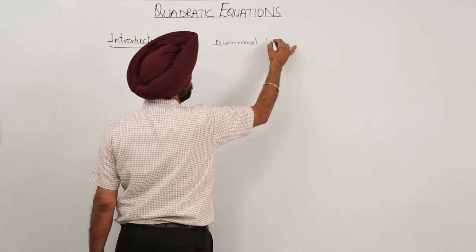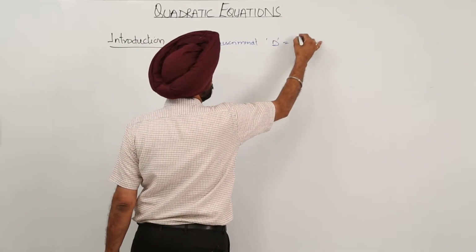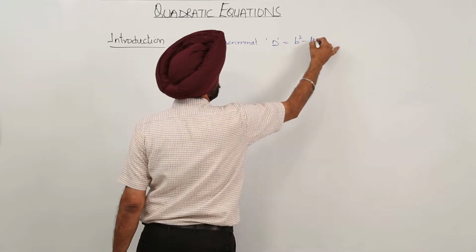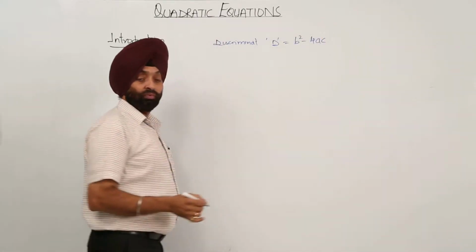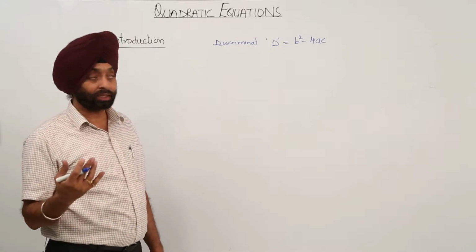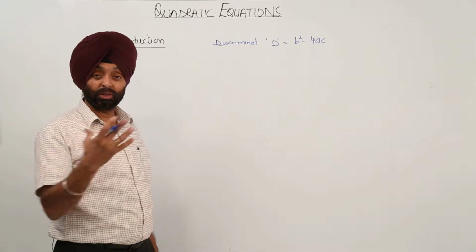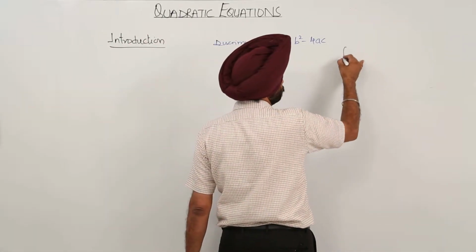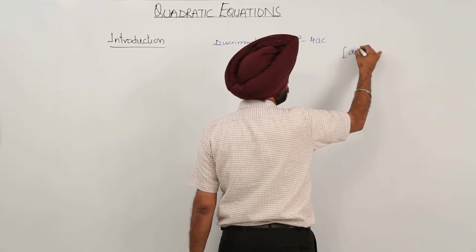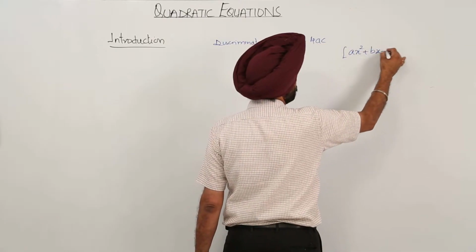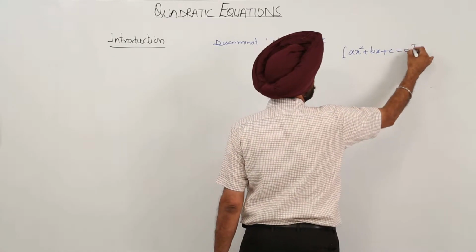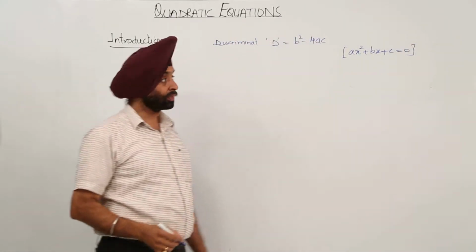that is D equals b square minus 4ac, where a, b and c are the coefficients of the quadratic equation. Okay, so we can write it as ax square plus bx plus c is equal to 0, a quadratic equation.